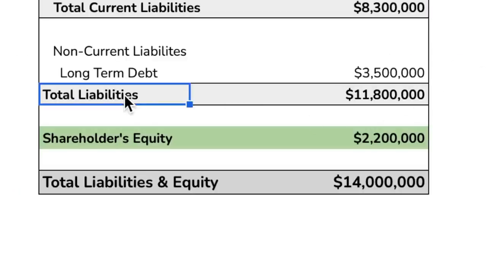So you come to total liabilities, and it's $11.8 million. And there are a couple of financial metrics or KPIs that you want to be using here to make sure that the company's financial health is not in jeopardy. So the first thing you want to compare is total liabilities. You want to compare that to equity.